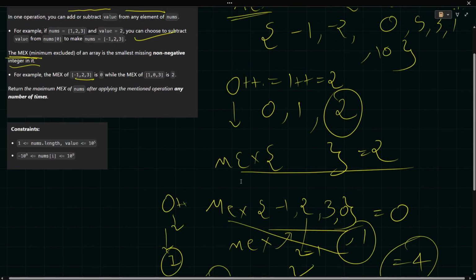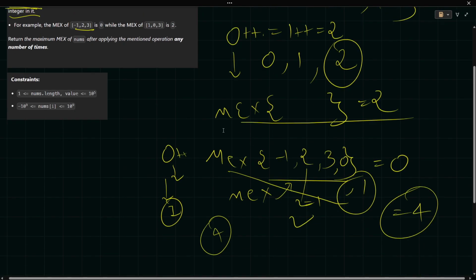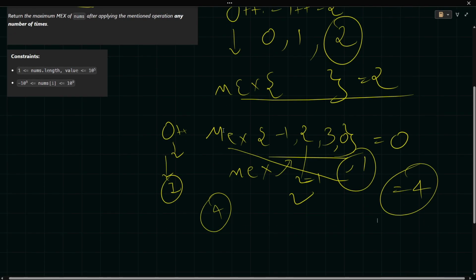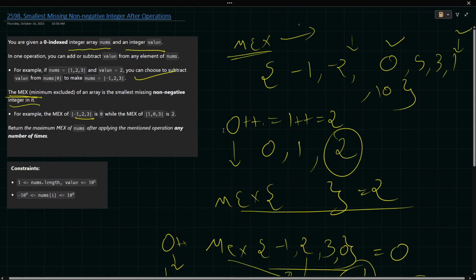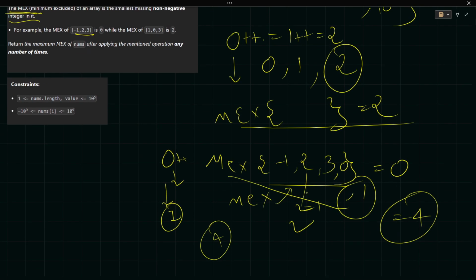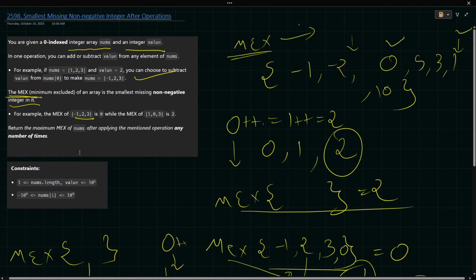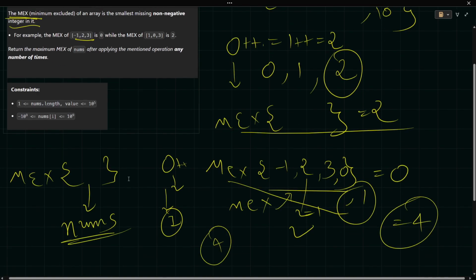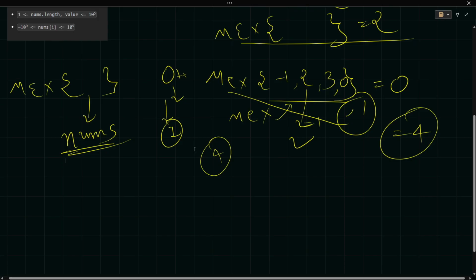Okay, whatever smallest missing non-negative integer you find starting from 0, that would be nothing but the max of whatever set you have taken. So we have to return the maximum of max of nums. Like in this question, our set would be nothing but our nums array. So we have to return the maximum of max of these nums, and for that we can do certain operations.